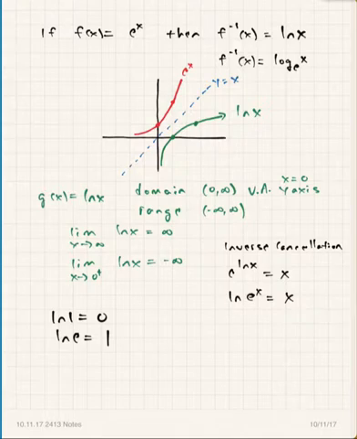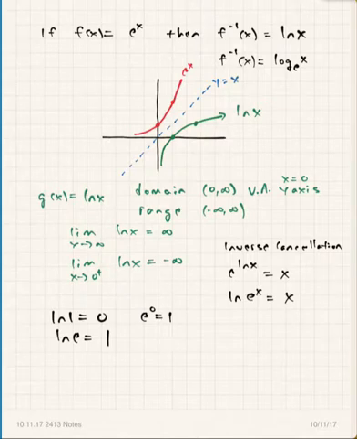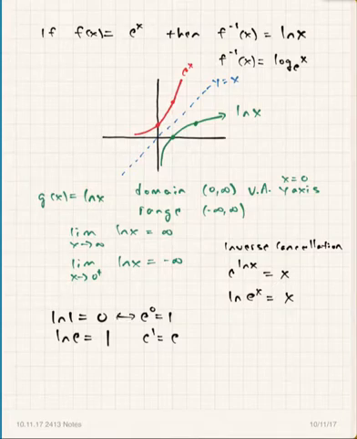Right, and those are just the reverse of e to the 0 equals 1, or the inverse of e to the 0 equals 1, and e to the first is equal to e. Those are just the inverse properties for natural log and e to the x, like that.